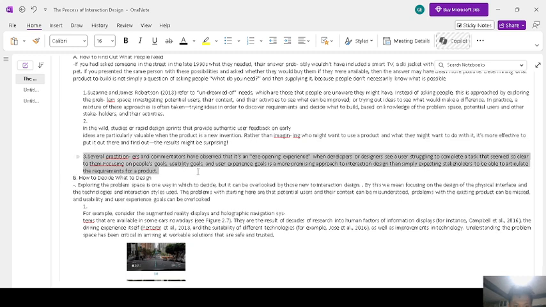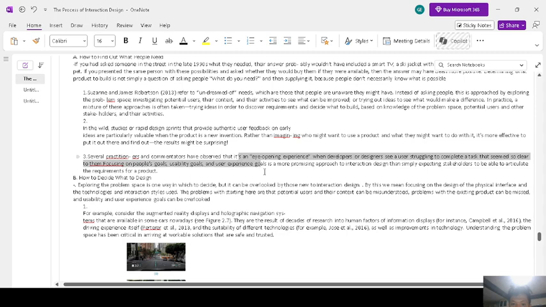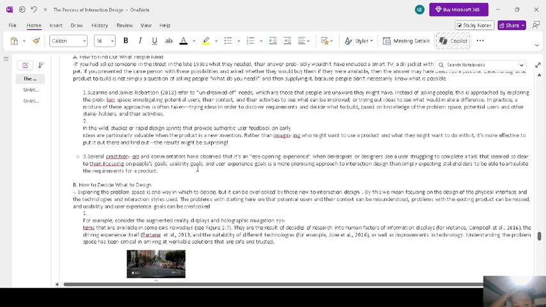Several practitioners note that when developers or designers see a user struggling to complete a task that seems so clear, focusing on user experience goals is a more promising approach to interaction design than simply expecting users to follow a design for a product. How to decide what to design?